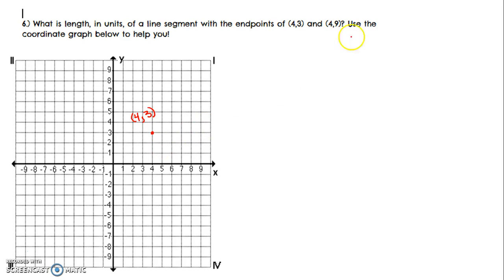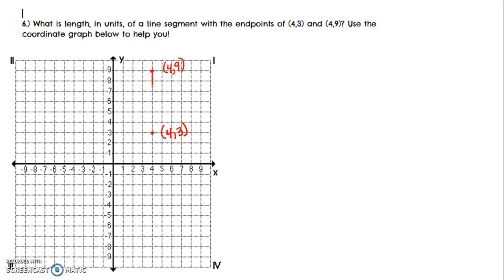And then she has you plot (4, 9), starting at the origin, 4 to the right, and then 9 up. There we go, 4 to the right, 9 up. That's the beautiful point (4, 9). Of course, I wrote my (4, 3) in the way, so I'm going to erase that and put my (4, 3) over here. Good.